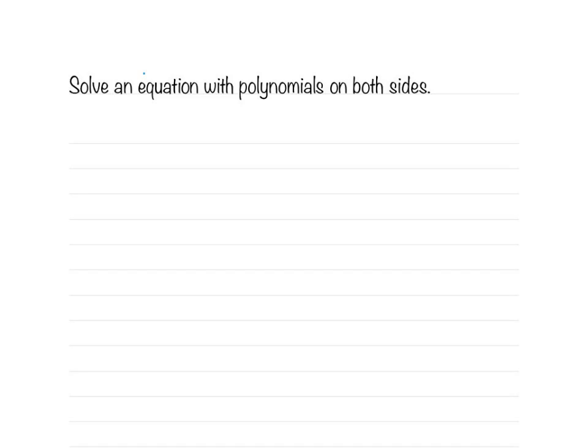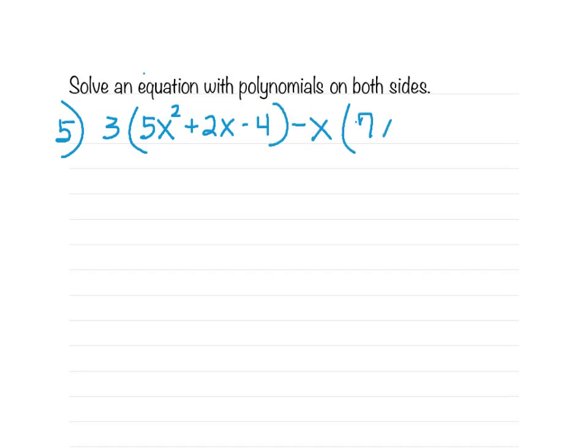We will also use distributive property to solve an equation that has polynomials on both sides. Number 5. 3, open parentheses, 5x squared plus 2x minus 4, close parentheses, minus x times 7x squared plus 2x minus 3.